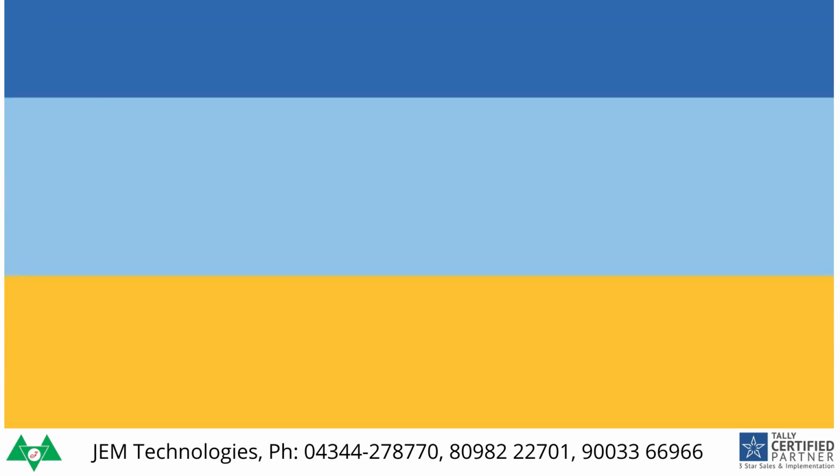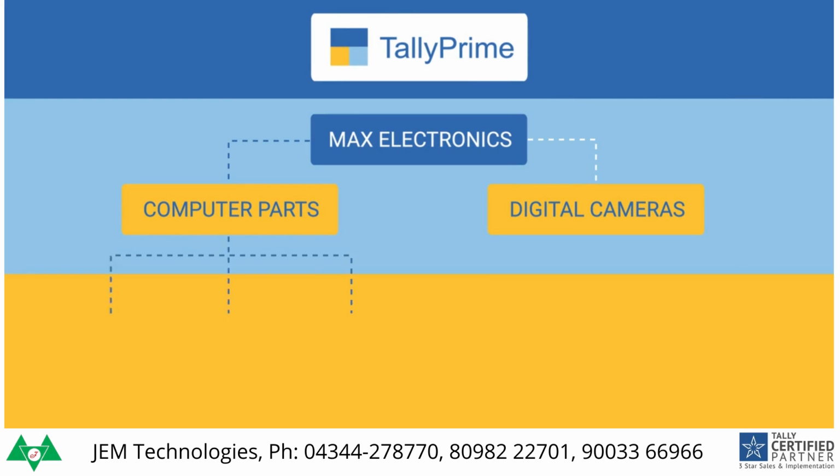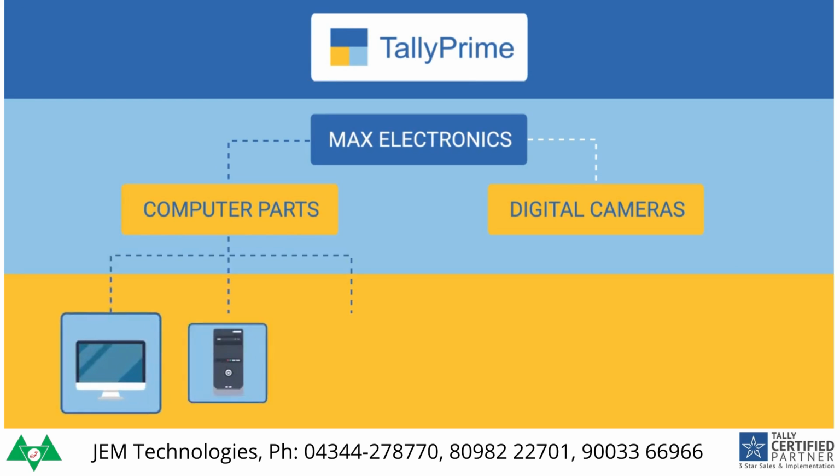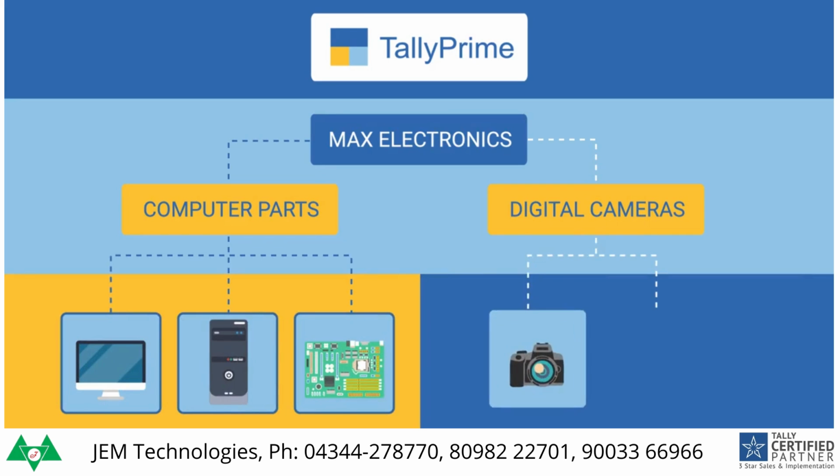For Max Electronics, let us create two major stock groups, computer parts and digital cameras. Within computer parts, we can create subgroups for monitors, processors, etc. Within digital cameras, we can create subgroups like DSLR, compact digital camera, etc. All their stock items can be grouped under these stock groups. Similarly, you can create stock groups and stock items applicable for your business.